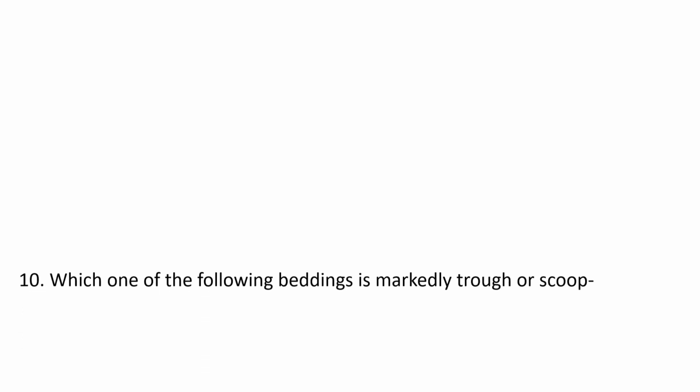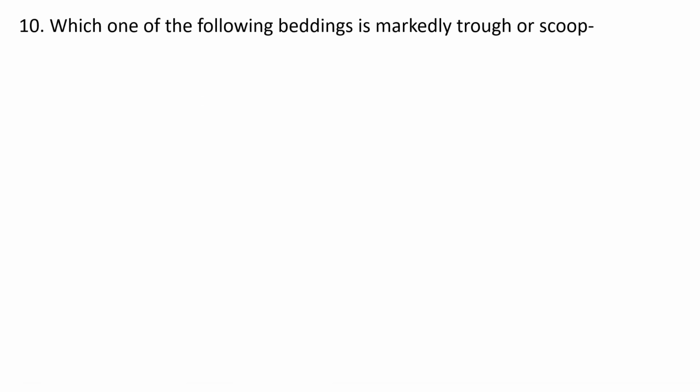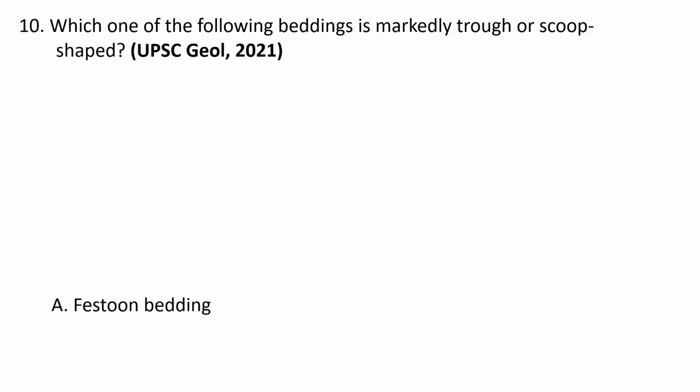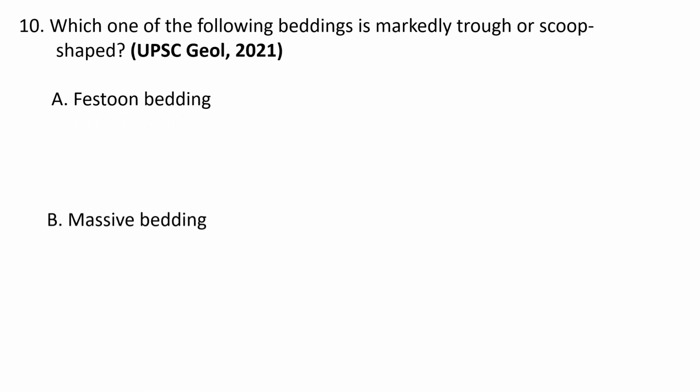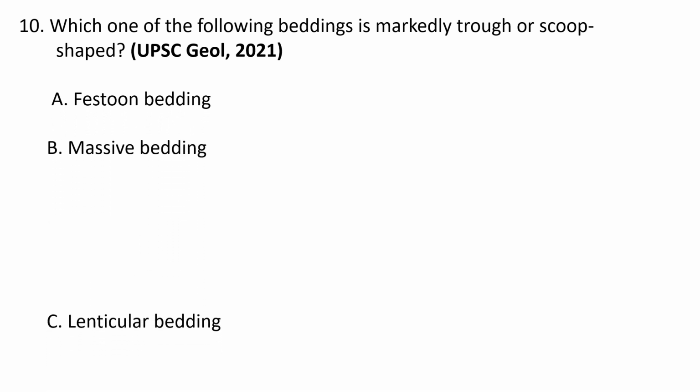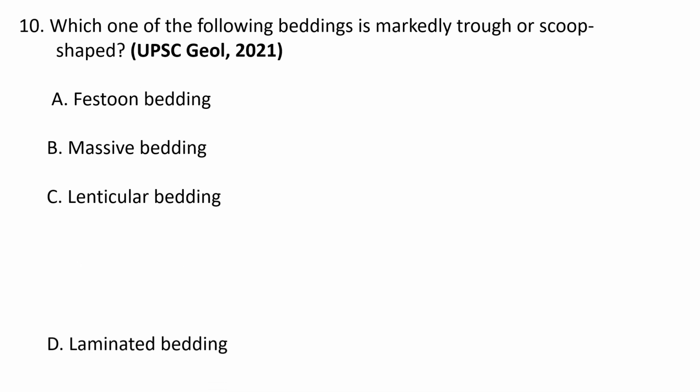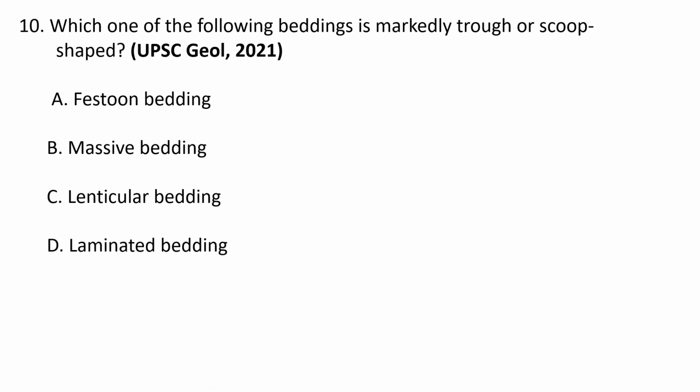Coming to the 10th question, which one of the following beddings is markedly trough or scoop shape? Choices are A. Festoon bedding, B. Massive bedding, C. Lenticular bedding, and D. Laminated bedding. So the correct answer is A. Festoon bedding. This is markedly trough shape or scoop shape.